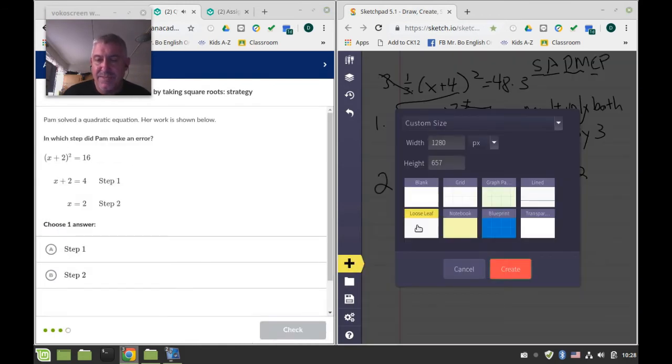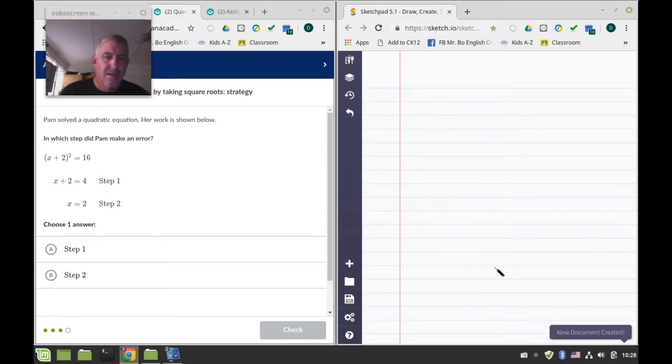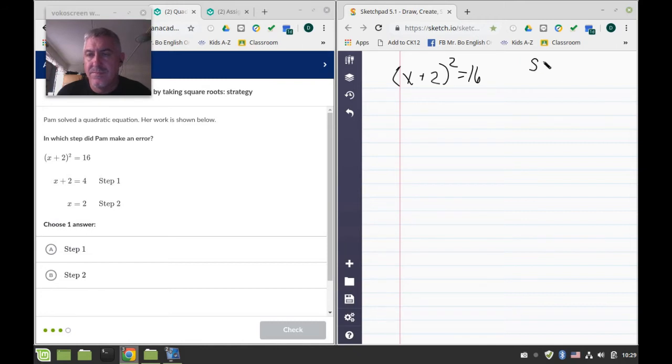All right, our last problem in this set. Pam solved a quadratic equation. Her work is shown below. In which step did Pam make an error? Well, we want to find the error. Alright, so we're going to start with add and subtract. I don't really have anything there. So divide and multiply. I don't really have anything to divide or multiply.